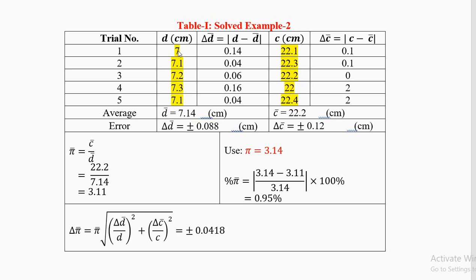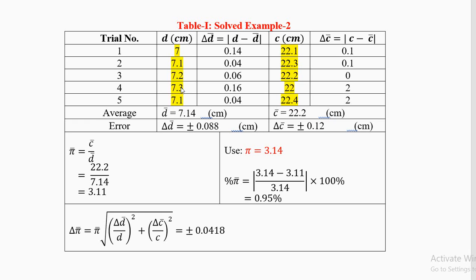The smallest number is 7, the largest is 7.3. The average cannot be less than 7, it cannot be more than 7.3. It will be in the middle of the smallest and the largest number. It cannot jump out. It cannot become less than the smallest, it cannot become more than the largest. In mathematics we say largest; biggest is not a suitable word.